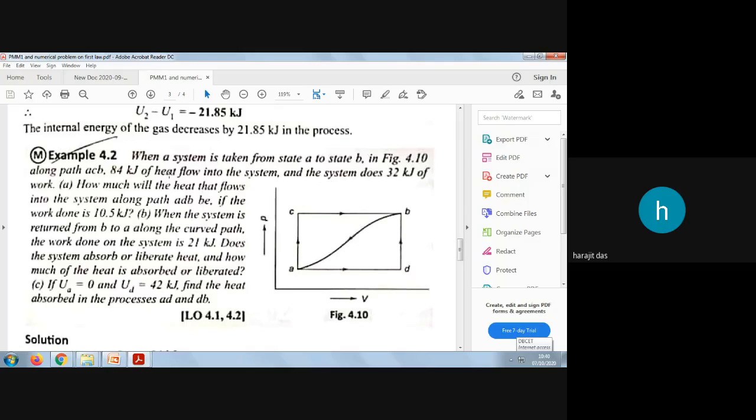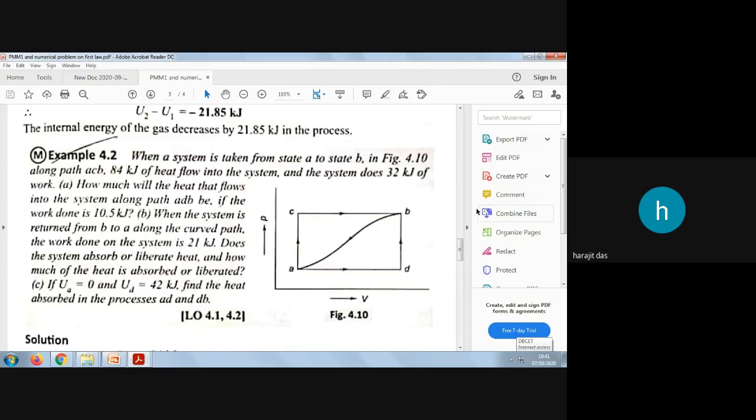So in ACB, 84 kilojoule of heat flows into the system. Heat flow into the system will be positive. Heat flow out of the system will be negative. So when the path is ACB, 84 kilojoule of heat flows into the system, and the system does 32 kilojoule of work. Means in going by this path, the total heat interaction is 84 kilojoule and the work is 32 kilojoule. The system does work means that is positive work, because you are getting work from the system.